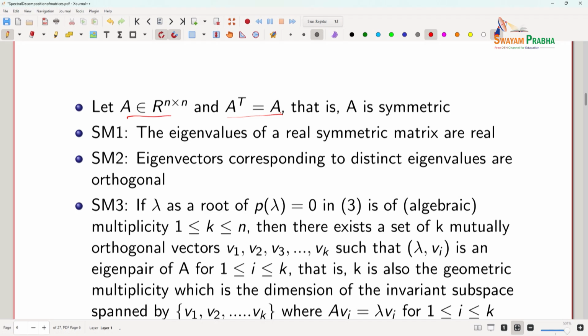So, there are several properties of eigenvalues of symmetric matrices, which I am going to not only recite, but also prove. So, SM1, the first property of symmetric matrices: eigenvalues of a real symmetric matrix are real. That means eigenvalues of a real symmetric matrix cannot be complex, they have to be real. Eigenvectors corresponding to two distinct eigenvalues are orthogonal. Wow, symmetry is a very powerful property. Symmetry restricts the eigenvalues to be real. Symmetry restricts the eigenvectors to be orthogonal.